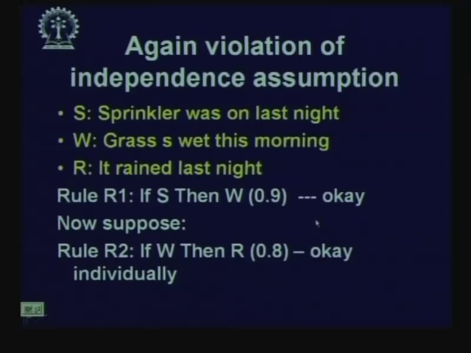Independently, this rule is fine, there is no problem with this, and I have put in a confidence 0.9 because I was not too sure how long the sprinkler will be on. But if the sprinkler is on in the morning, the grass will be wet. Now, suppose another rule independently has been written, if I find the grass wet today morning, then R, that means I will assume that it rained last night. This rule is also okay individually when these two are seen individually. I hope you are understanding this situation. I am making a statement that if the sprinkler was on yesterday night, then today the grass will be wet, and I am putting 0.9 degree of belief or certainty factor to this rule.